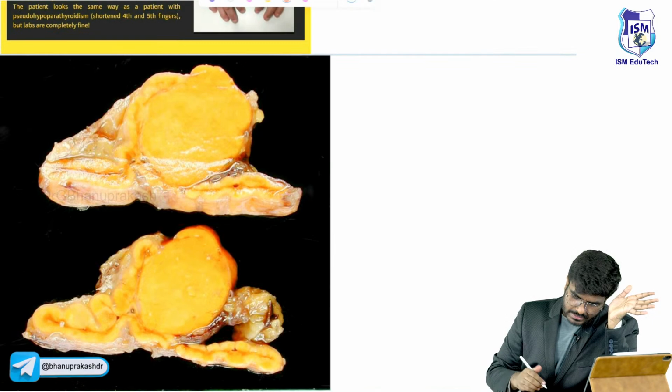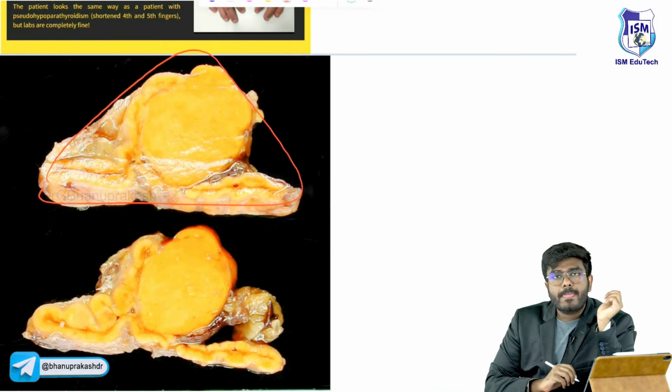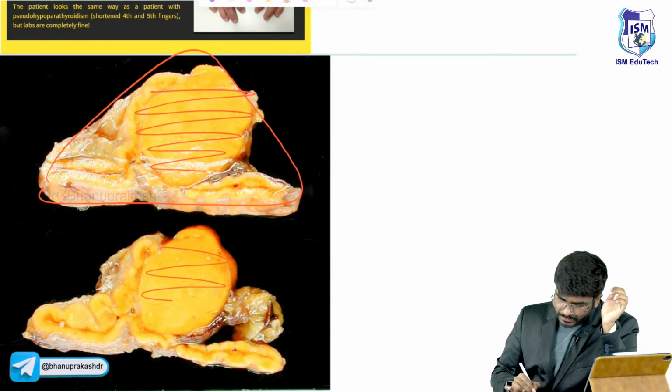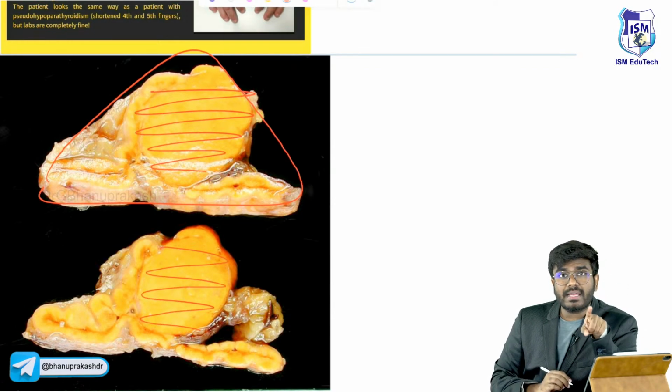Now what is this? This is your adrenal gland. The adrenal gland is made up of adrenal cortex as well as adrenal medulla. Now what is the problem here? Tell me. There is a tumor in the adrenal gland cortex.